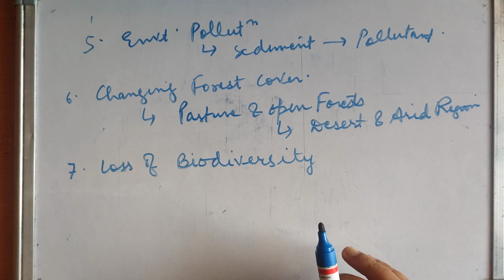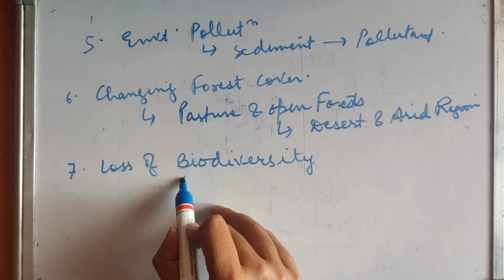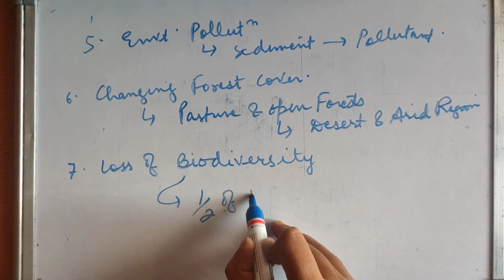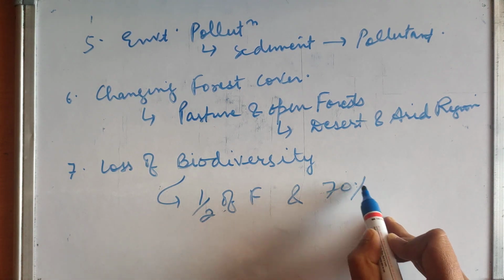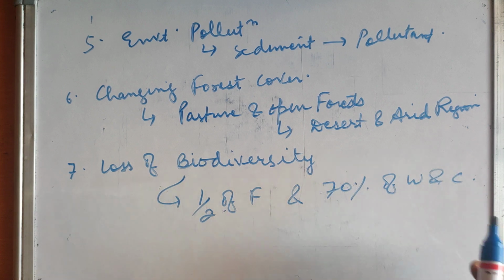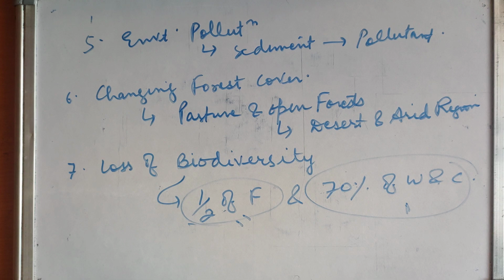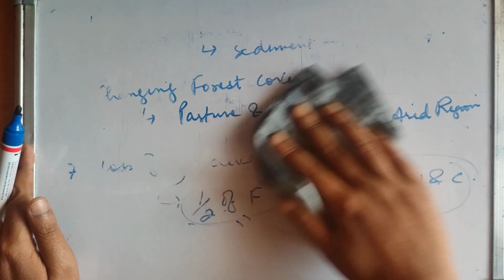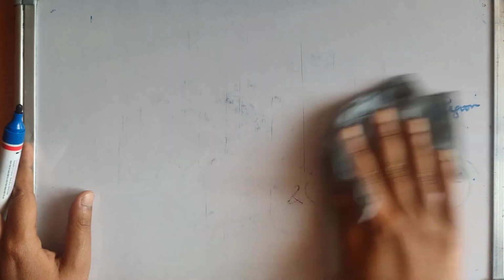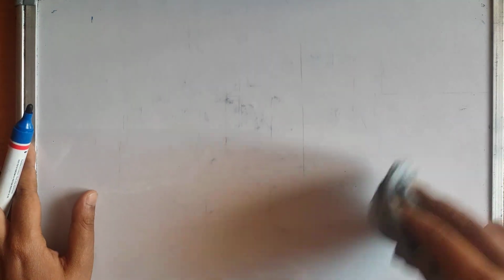India has lost at least half of its forest and degraded 70% of water bodies and coasts, and the biodiversity that is dependent on these is also being lost. So these are the losses due to erosion. And we all know how to control erosion. We have agronomic measures, mechanical measures, forestry measures that have been discussed earlier in this session.